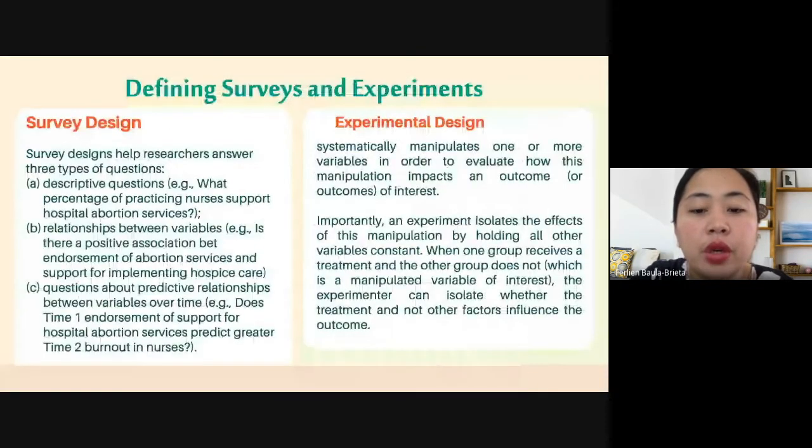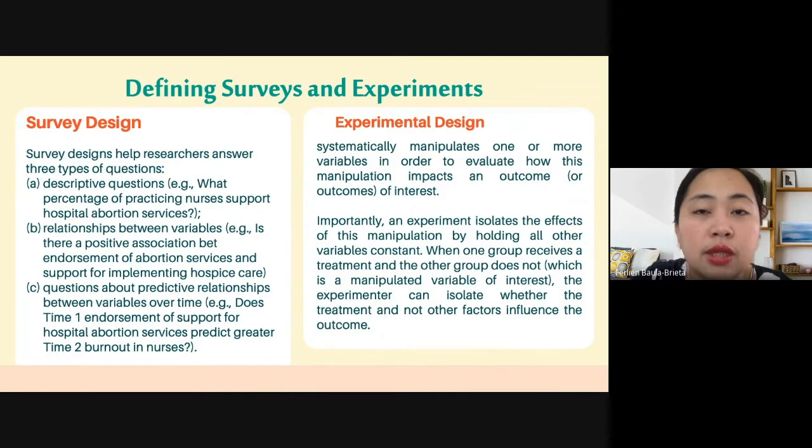So in our data gathering for quantitative method, we have two types. We have the survey design and we have the experimental design. So let's define first surveys and experiments. So survey design will help researchers answer three types of questions. The first one is descriptive questions. So what are the type of descriptive questions?